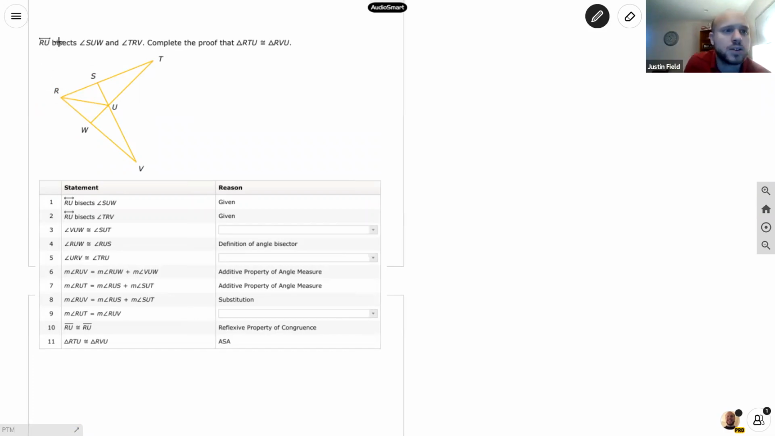All right, so RU bisects two different angles, SUW, so that means that these angles are congruent, and TRV, so that means these two angles are congruent. A bisector splits an angle in half. And so we're going to have definition of bisector if these congruent statements are used in the proof. Ultimately, we want to prove that RTU.